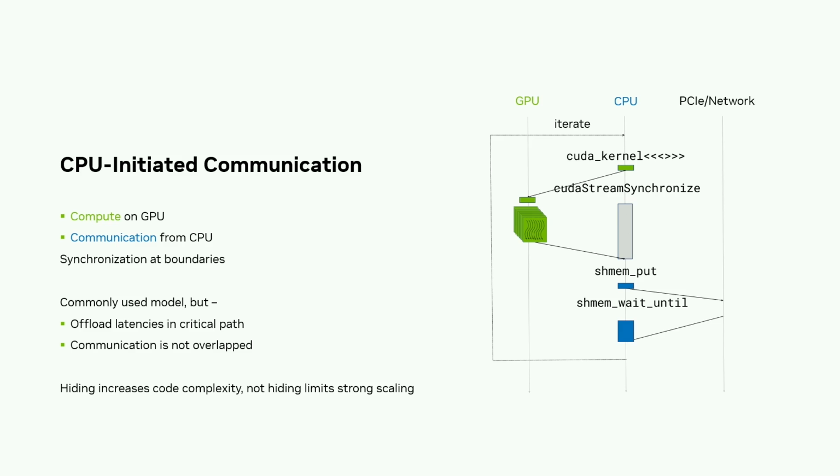With that model, you can express communication-computation overlap. I have examples of that in the source code. I will provide you the link on the last slide. But it makes the code more complicated, and also you have a lot of API calls added.